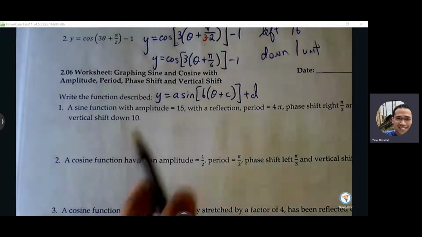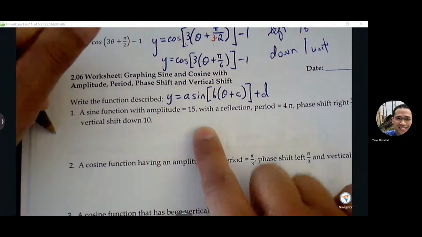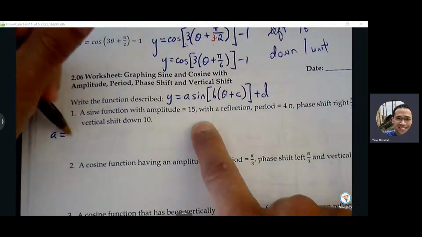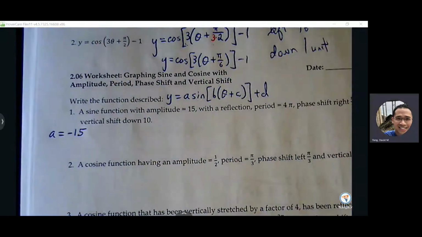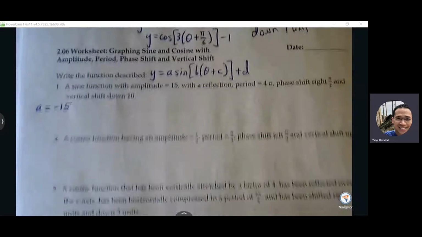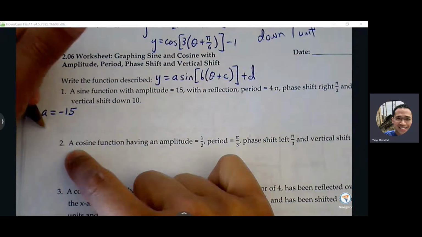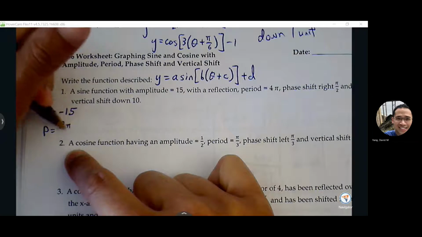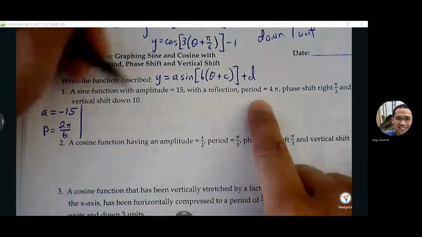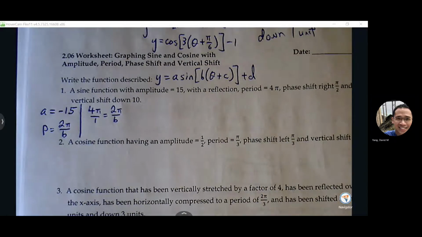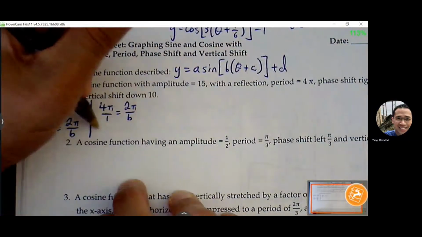So a sine function with amplitude of 15. So what can we assign that to? A. With a reflection. So therefore what? Negative 15. Okay. Period is 4 pi. So we'll have to go through our formula and figure out what our B value is. Cross multiply, solve for B.